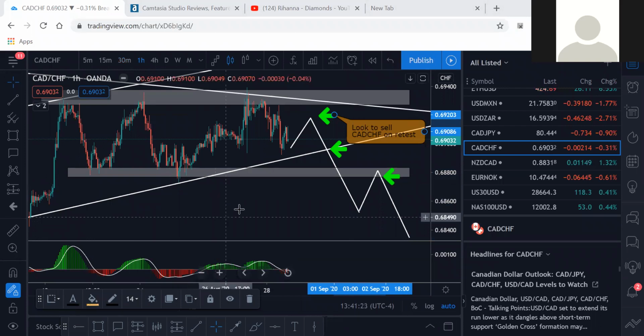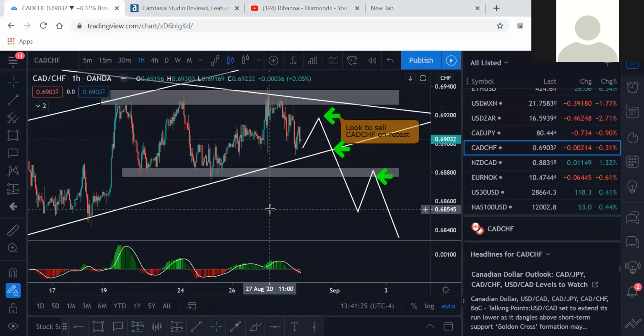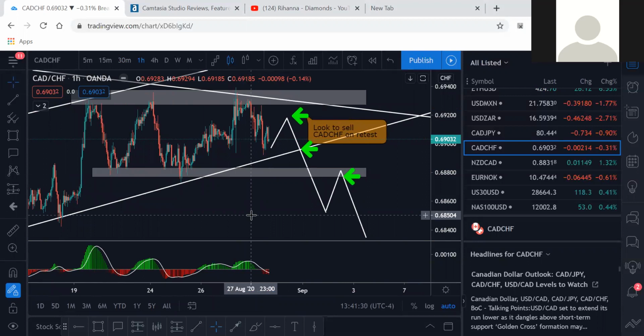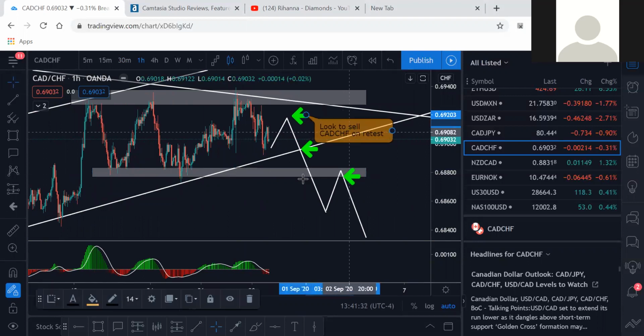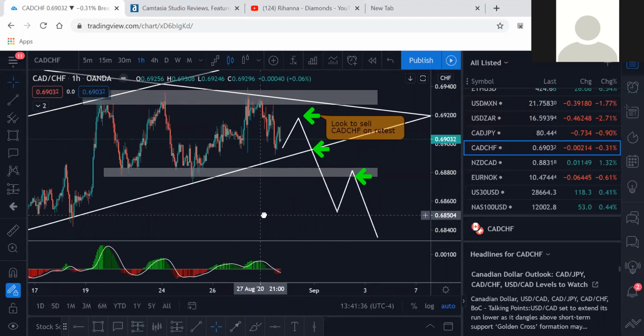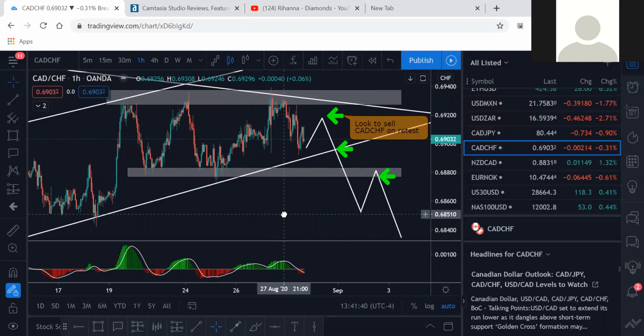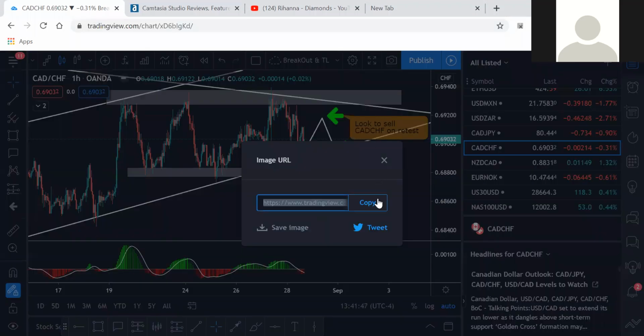Yes, Alex. So now everybody should be able to see it. You can look to sell CAD-CHF on the retest. Lovely. Head and shoulders forming for some.